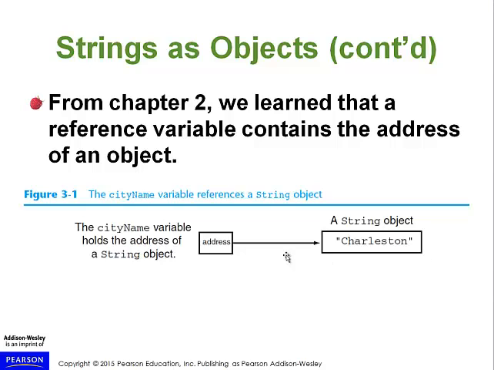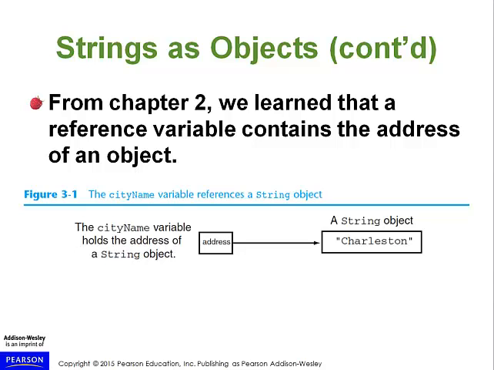So you can use the length method. If I did cityName.length() with left and right parentheses, I would get the length of Charleston, which is 10. That's what will be returned. So string objects, that's what we talked about in chapter 2. I want to talk about some of the methods you can work with. Methods that operate on an object's fields are called instance methods. Make sure you understand the definition of an instance method, which operates on the object's fields.